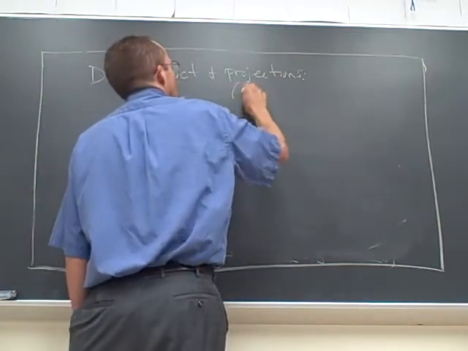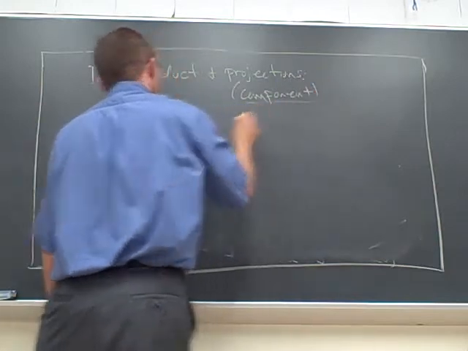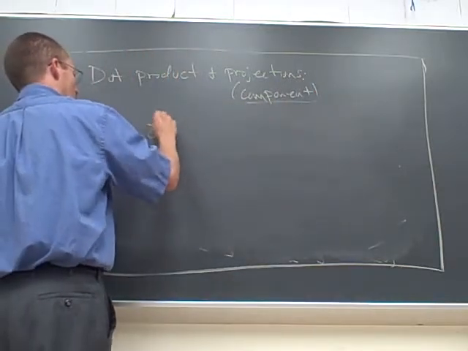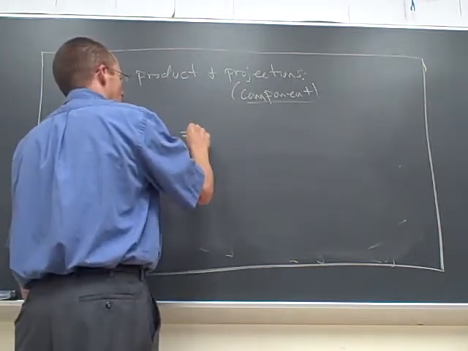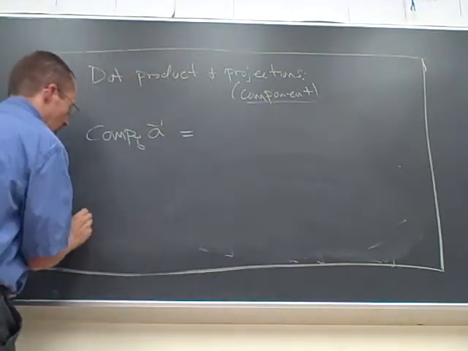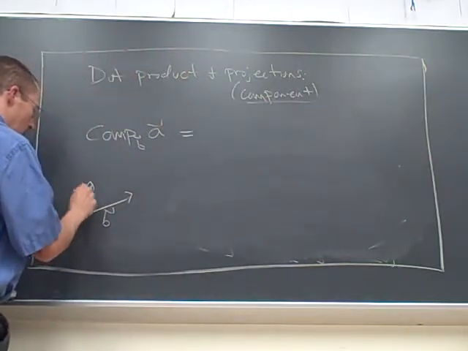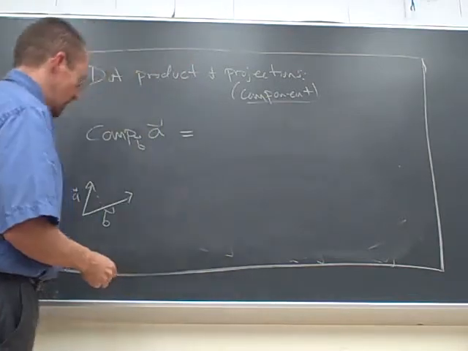on what the book very reasonably calls the component. The component of A in the direction of B is, well, what's the picture? I've got vector B, and then I've got vector A here, and I just want to know how much A is going in the direction of B.